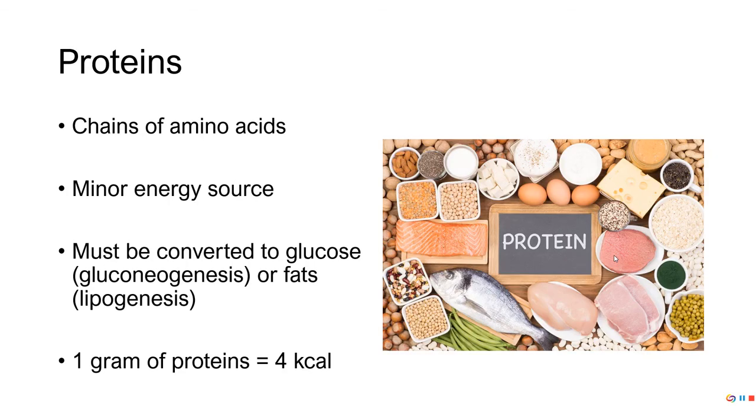Then we've got proteins, which are chains of amino acids, and amino acids have a lot of nitrogen in them. We don't actually use proteins for a lot of energy. We focus on carbs and we focus on fats, or we rely on those. We use proteins for other things. But in order for us to use protein as an energy source, we have to convert it into glucose or fat. And we call this process gluconeogenesis or lipogenesis. However, just like carbohydrates, we can't get the same bang for our buck out of proteins that we do with fat. So 1 gram of protein equals approximately 4 kilocalories.